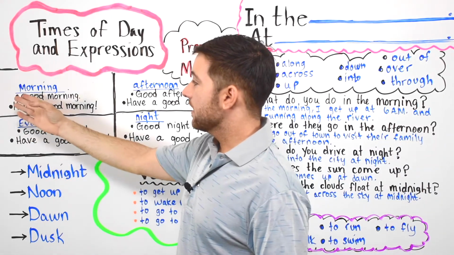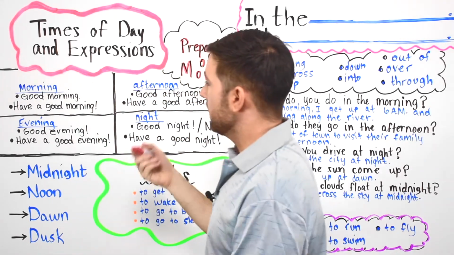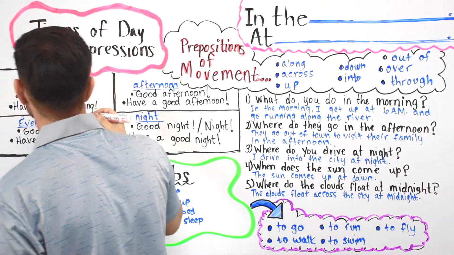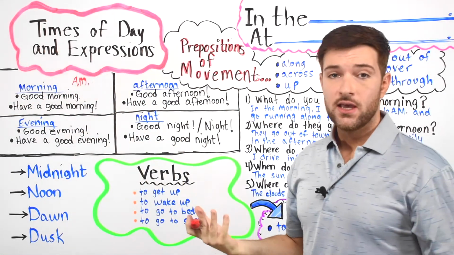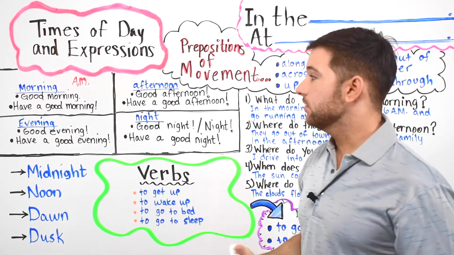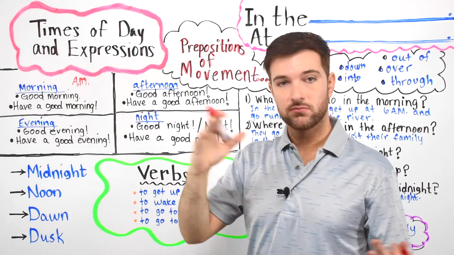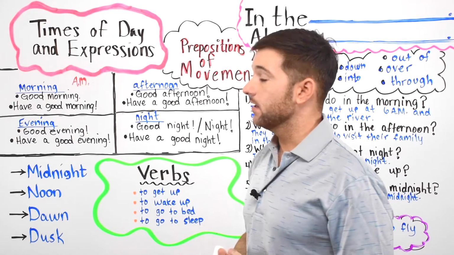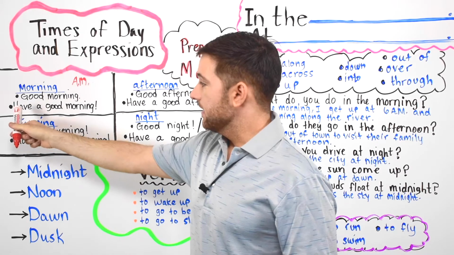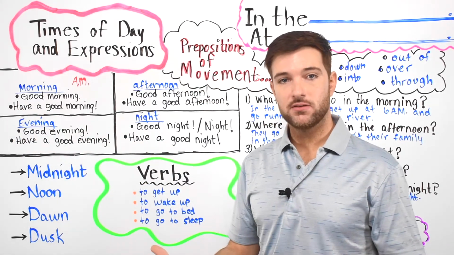Now, the first time of day is morning. Remember, when we have AM, that usually represents morning, okay? AM is the morning. And when you want to say hello to somebody, oftentimes in the morning you can say good morning, right? Good morning. But when you want to say goodbye to somebody, you say have a good morning, okay? Goodbye, have a good morning, see you later.